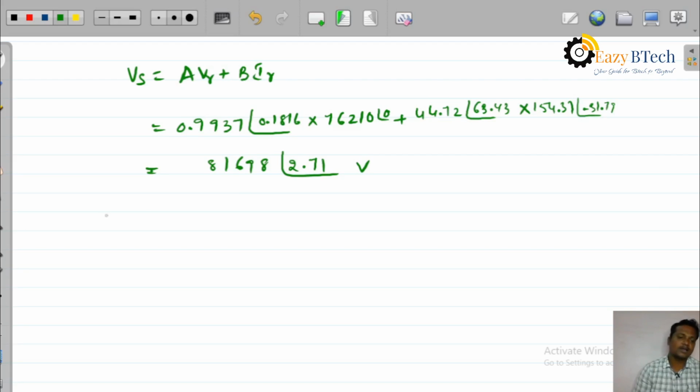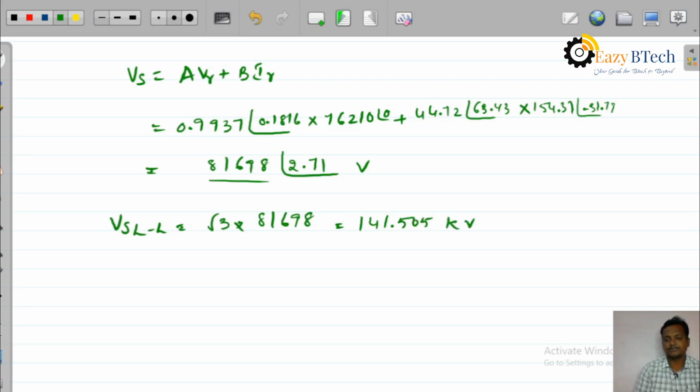If you want to calculate the sending end line to line voltage, multiply the above answer with root 3, magnitude only. 81698 times root 3, you get the sending end line to line voltage as 141.505 kV. Okay, after calculating this, Vs is also calculated. This is Vs per phase. Now I can calculate the regulation.